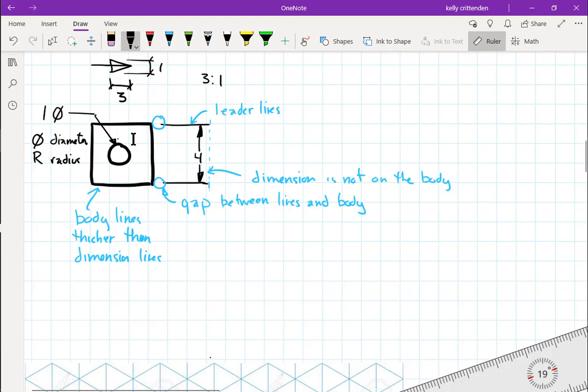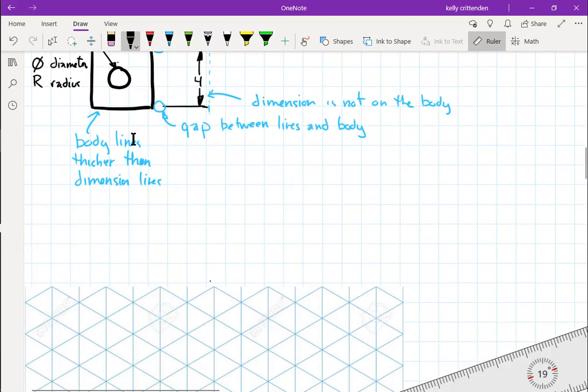Obviously, on your free body diagrams, we're not going to be dealing with tolerances and things like that, not in this class anyway. But if you ever do need to draw something and send it to a shop, give them some room for tolerance.